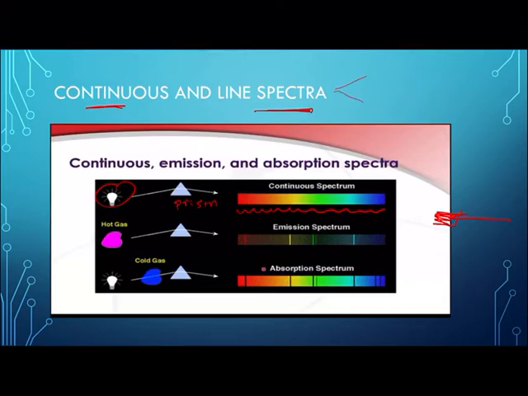Line spectra, there are two kinds of it. We have the emission spectrum and the absorption spectrum. What's the difference? We will see in the next slides. Here, hot gas passes through the prism. As you see, a line spectrum is obtained, and the lines are bright in color. While in the absorption spectrum for the cold gas, when it hits the prism, we see dark lines obtained.